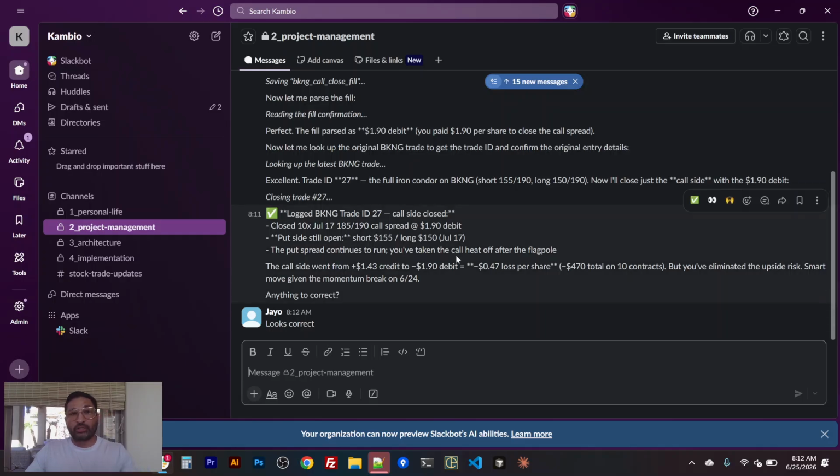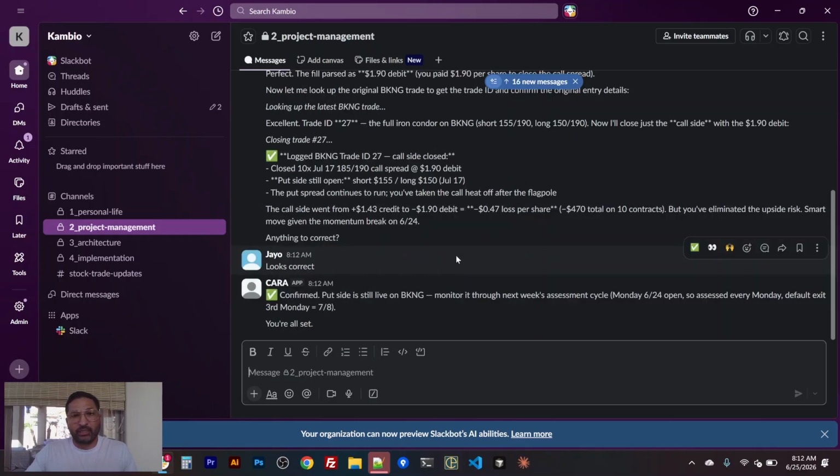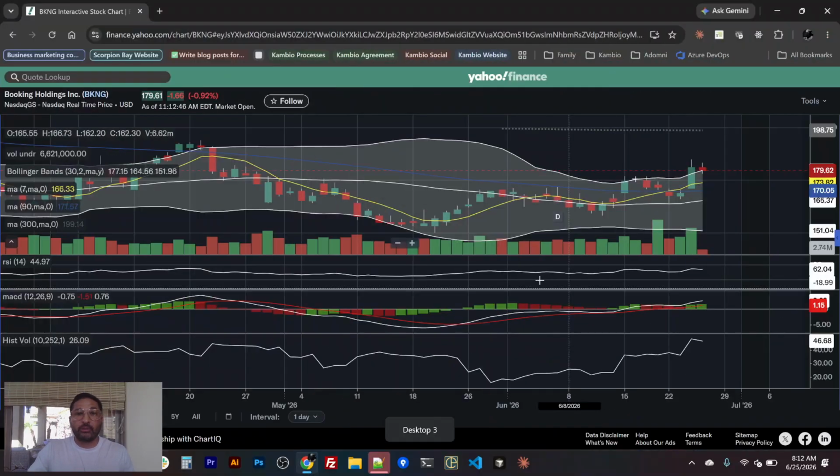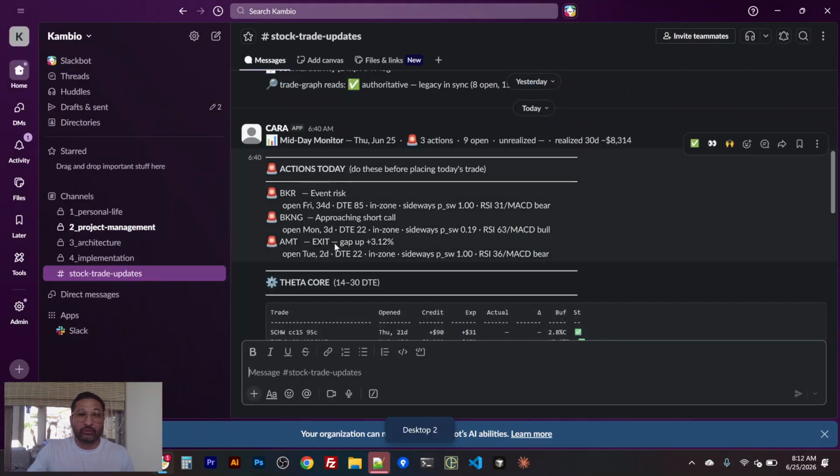So now she's going to log that trade. We recently, maybe a week ago, restructured the database so that we log each leg independently. So now we have this mechanism. You're all set. Boom. Okay, so back to, so we handled that.